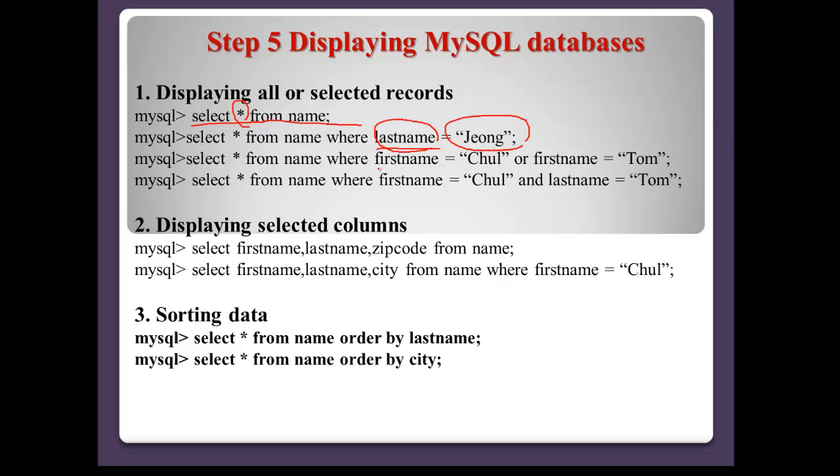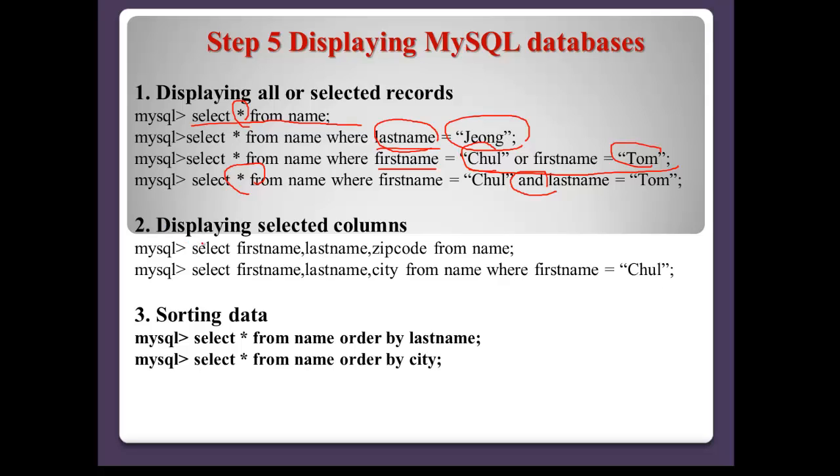Or where first name is Charles or first name is Tom. In this case, we can find the data with first name Charles and first name Tom together. But sometimes we can use and instead of or. In this case, only first name must be Charles and the last name must be Time. In this case, we can find this data.